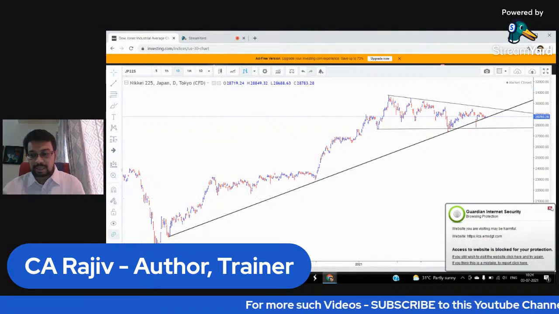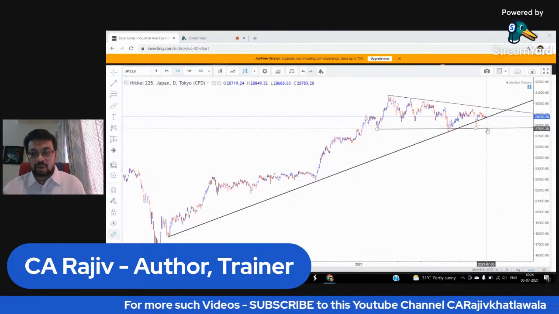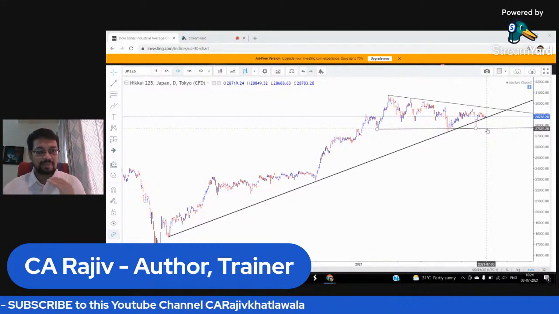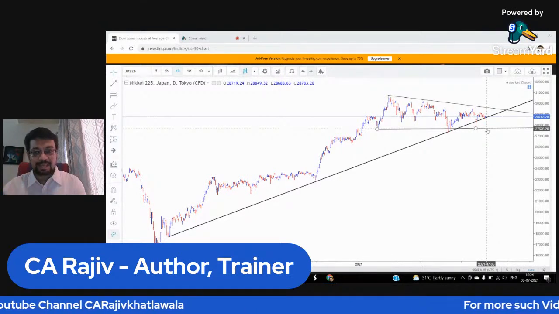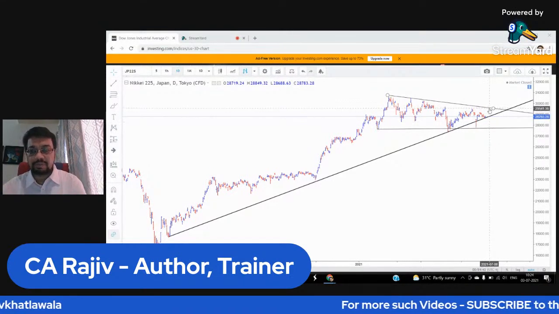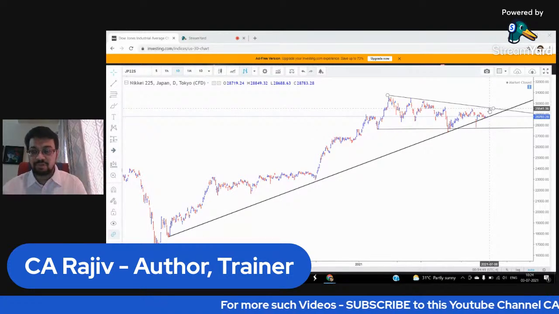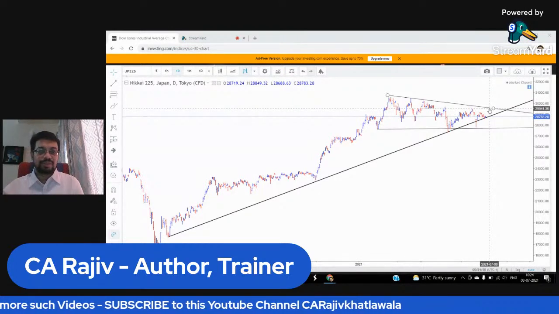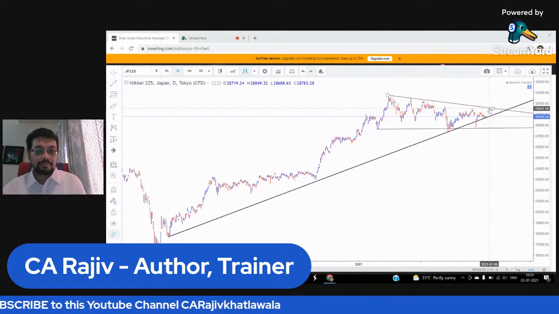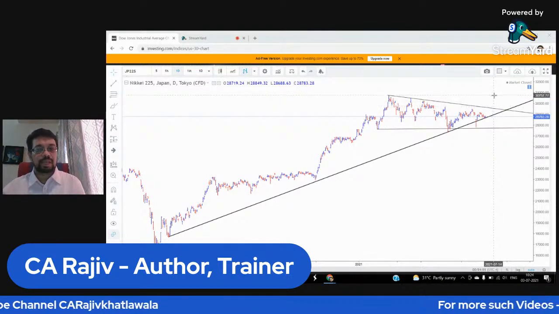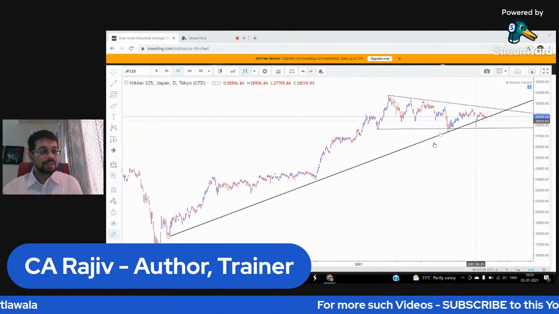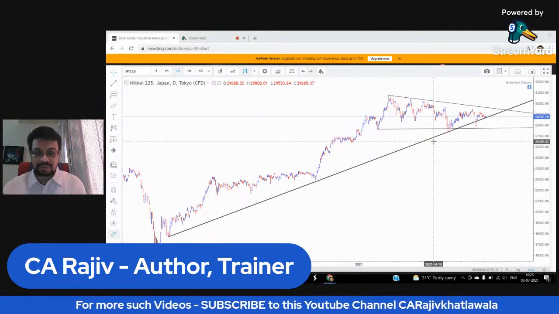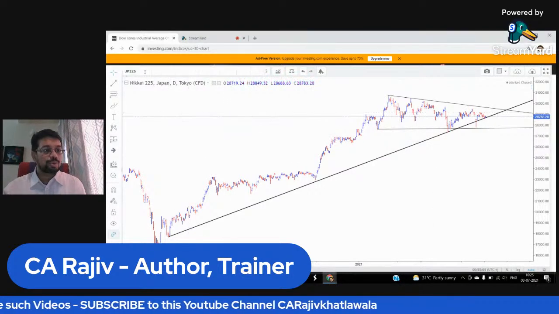So unless and until the level of 27,700 is broken, the trend will remain sideways. Alternatively, if there is an upward movement, then 29,500 is a level which we will keep in mind. Beyond this, one can expect a gaining of momentum on the upside. So this is the evaluation for Nikkei 225. And now let me go to the Nifty.